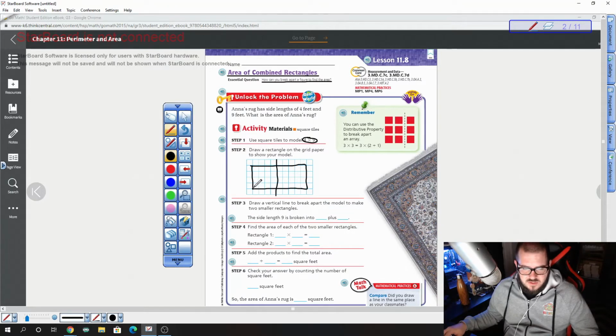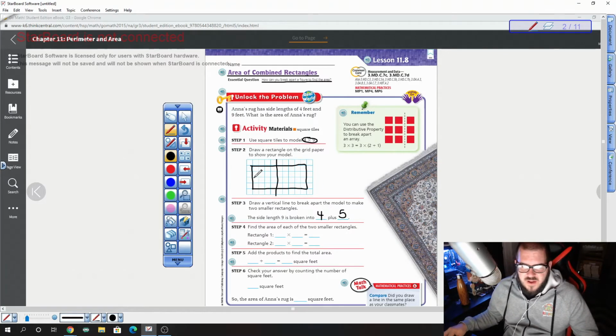So I notice this is 1, 2, 3, 4. The first one has side lengths now of 4. And the other one has 1, 2, 3, 4, and 5. So 4 and 5. 4 plus 5.